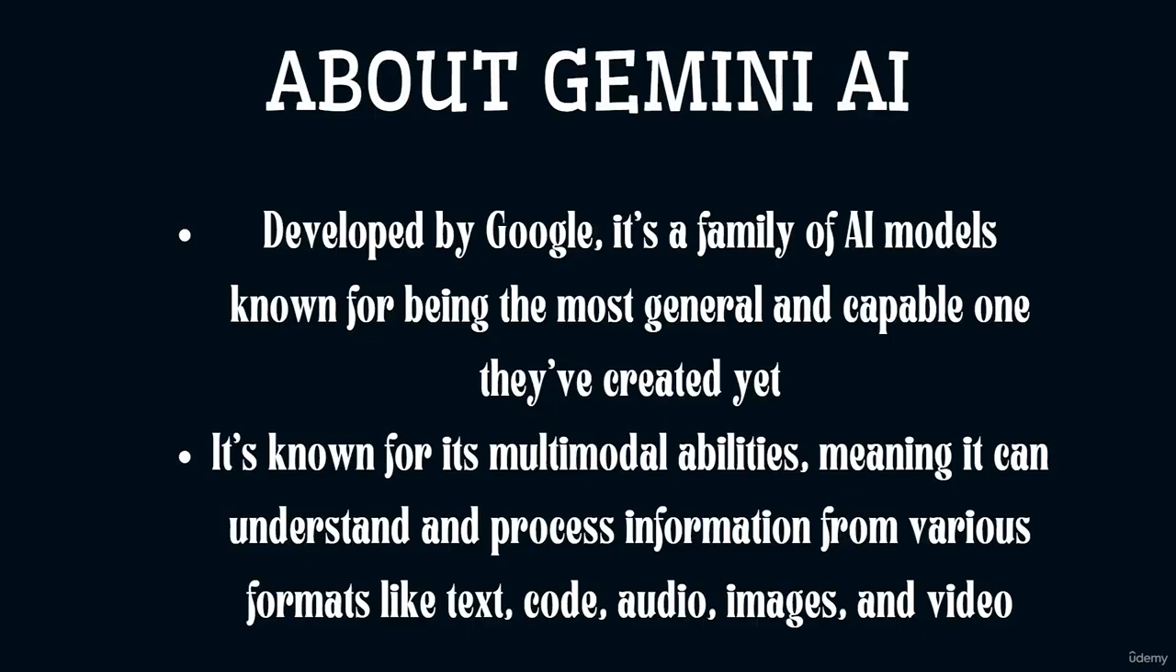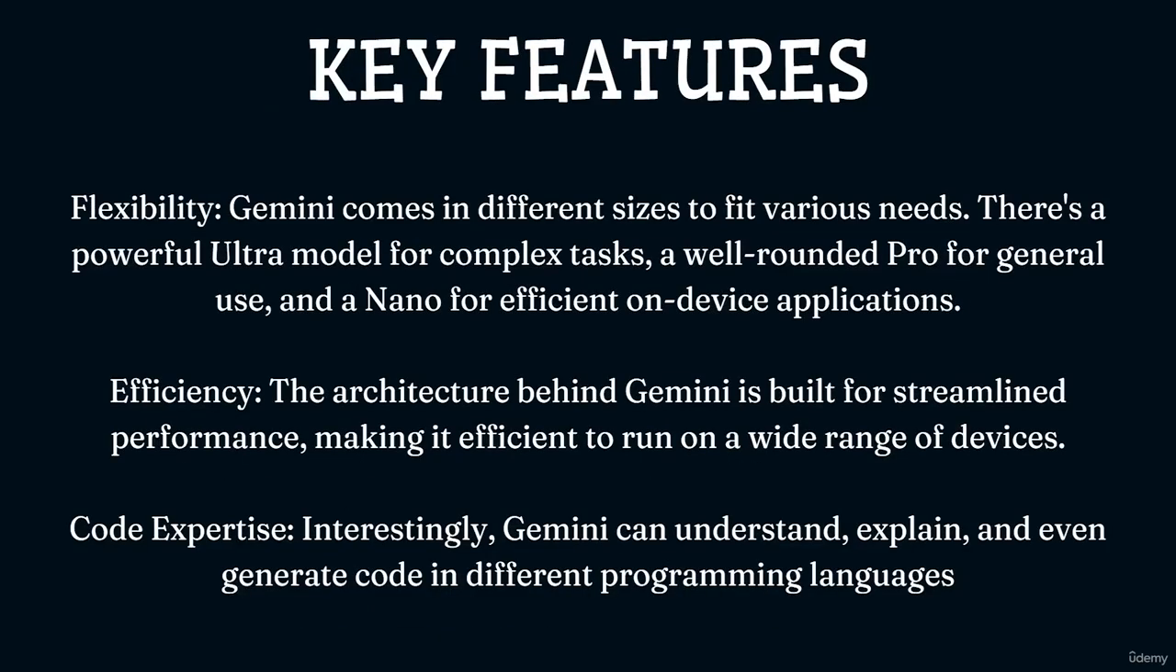It understands and processes information from various formats like text, code, audio, images, and video as well. So this was a small description about Gemini AI. Once we go into our search engine and the interface, we will get a better knowledge about Gemini. Okay. So the next thing is, what are its key features? Why should we use Gemini and not any other AI models?